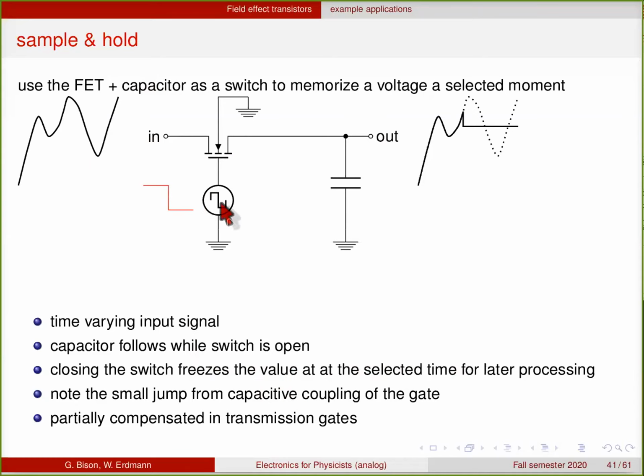One small detail here is that the moment you close the switch, you apply a voltage step here on the transistor, which will, through the capacitance of the gate, also affect the voltage that is stored here. So you'll see a small jump here in the voltage, but after that it is constant. This is not such a real problem because the size of the jump is usually constant, and you can correct it later. But it may need to be taken into account. And this is also partially compensated when you use transmission gates, because there the jump has the opposite direction for the PMOS, which would be on the other side, and it's not shown here.